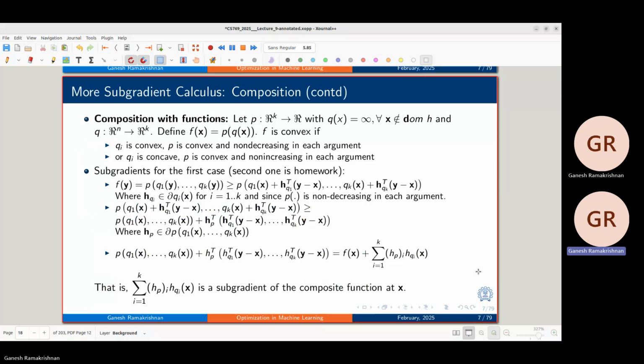Okay. What do you think will happen if you consider the other way? So this was when we had P to be convex and non-decreasing, and Q to be convex. What happens if you consider the other way, P to be convex and non-increasing and Q to be concave? Do you think the expression will change or will it be the same? How many of you feel it will differ? There will be a flip.